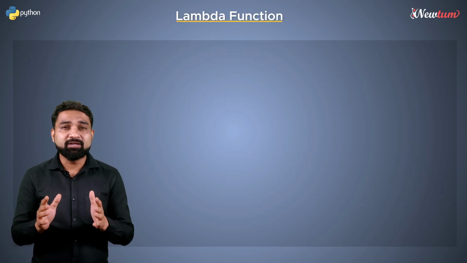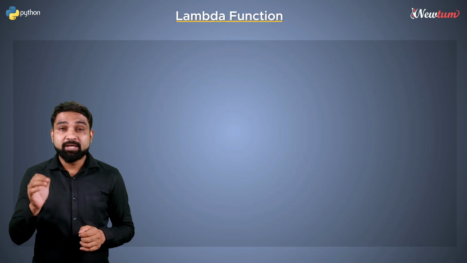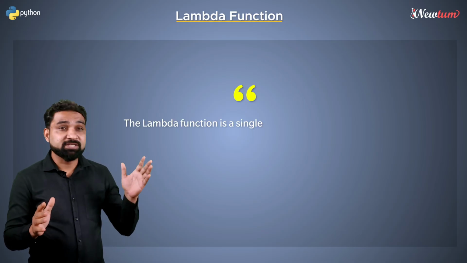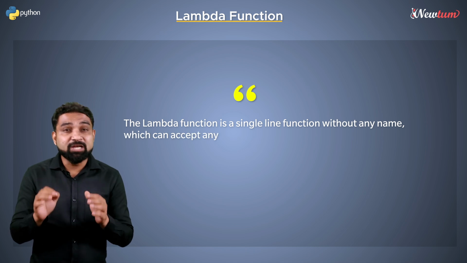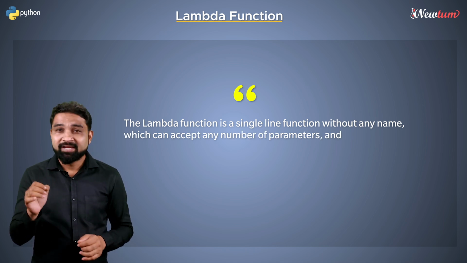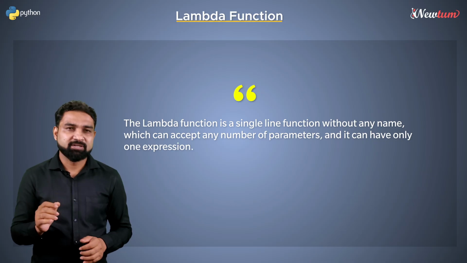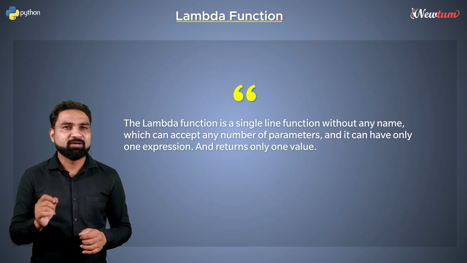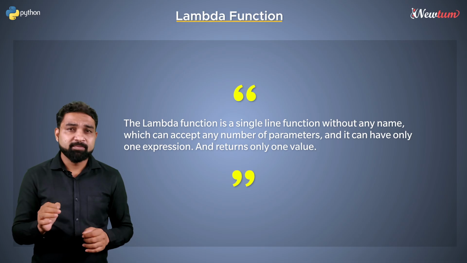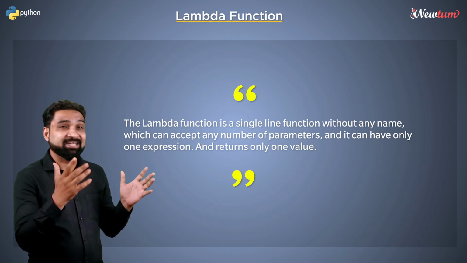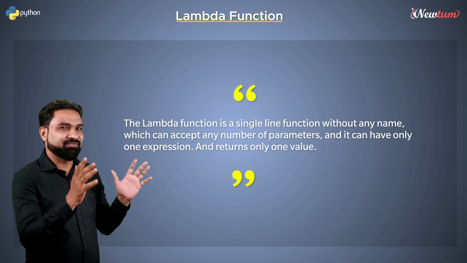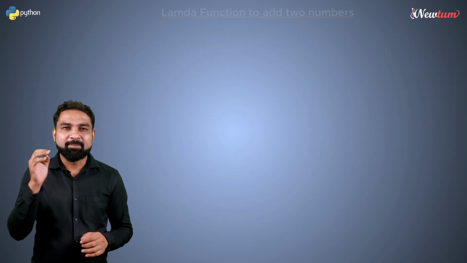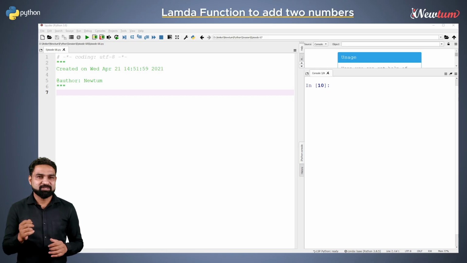In this session, we will study what is Lambda function. So just look at the definition of Lambda function. In Python, Lambda function is a single line function without any name, which can accept any number of parameters and it can have only one expression and returns only one value. Most of the time, the best way to understand this technical definition is to execute some example. So ignore this definition for now and write a lambda function to add two numbers.